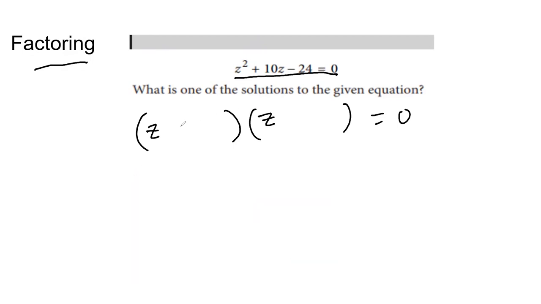Now I'm going to do plus and minus because I have to have a negative 24 here. And the only way you get a minus 24 is to have a plus times a minus. So let's get to it. 24, we need to list all the factors for that first. The factors are 8 times 3, 6 times 4, 12 times 2, and 24 times 1.